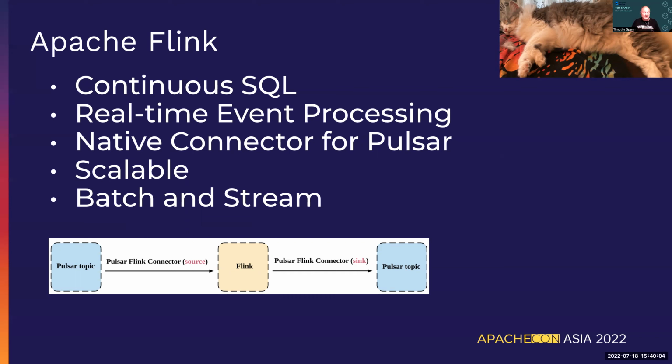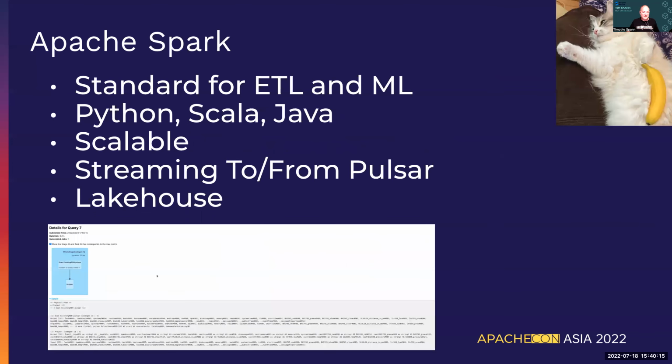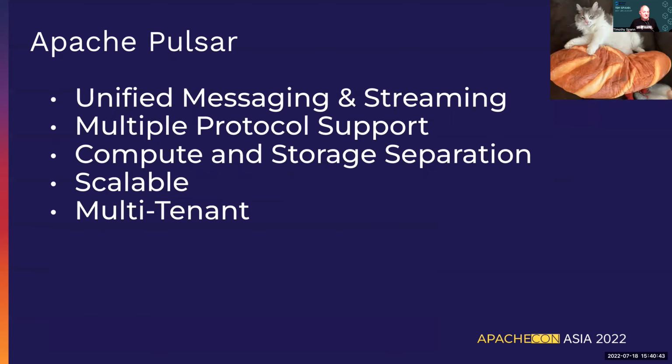The connector for Pulsar is native and is available from the Flink project, and it's really fast. It's a great place to do your event processing, whether you do it in SQL or you write it in Java, Scala, or Python. Spark, if you haven't heard about Spark and you're at ApacheCon, I'd be surprised. But it's great for ETL, great for machine learning, support for those big three languages again, very scalable, very easy to stream data to and from Pulsar, again, that native connector there. And now with some different lake houses available, this gives you some power to do some pretty cool stuff, regardless of how much data that is.